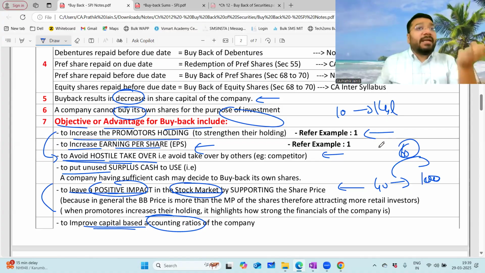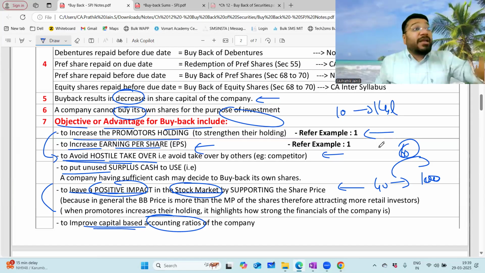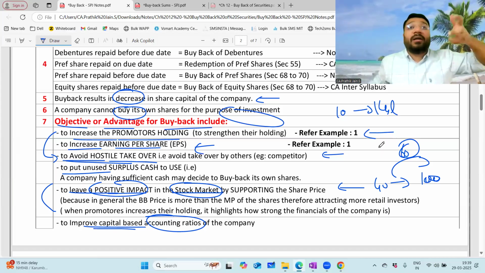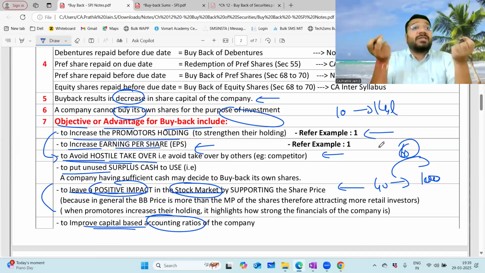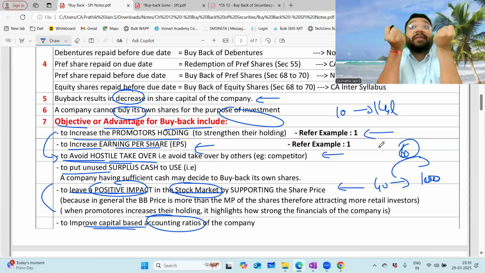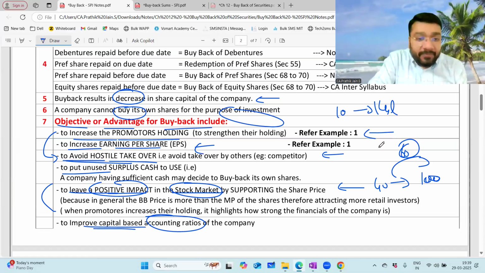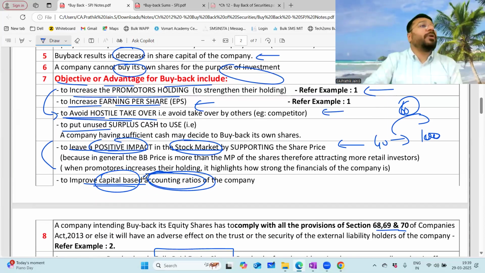And third, when the company does the buyback, it gives a very positive message in the stock market that this company's financials are very strong. The future plans of the company are very strong, the financials are very much secured, and the fundamentals of this company are very strong. That is the kind of message that goes to the public when the buyback has been done. And the last reason is to improve the capital-based accounting ratios.